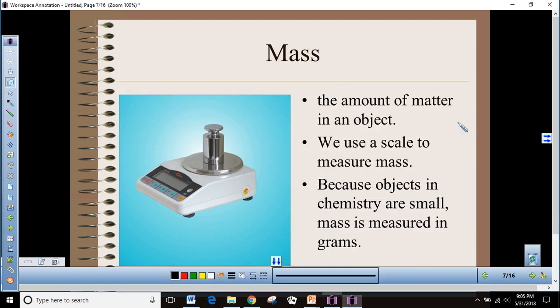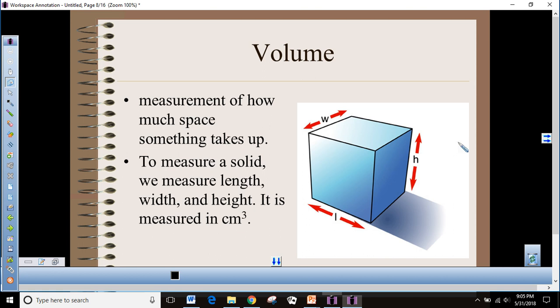So here's the vocabulary if you want to pause and jot this down. Mass is the amount of matter in an object. Of course, we use a scale to measure mass, and in chemistry, we'll be measuring our mass in grams. Volume is how much space that object takes up.